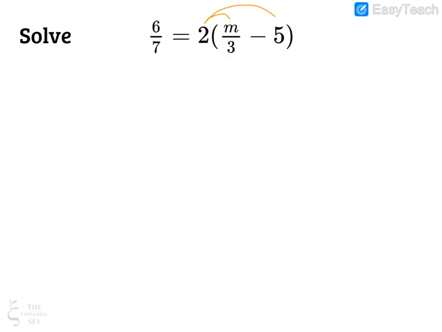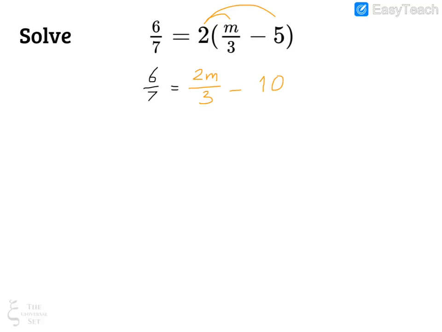And when we do that, we're going to get 6/7 is equal to, and this multiplying the fraction bit works the same as what I said before. We can think about this as 2 over 1, or 2 wholes. So the 2 multiplies by the m, and the 1 that we don't bother to write multiplies by the 3. So we get 2m over 3 minus, and 2 times 5 is 10. Okay, that's our first start.